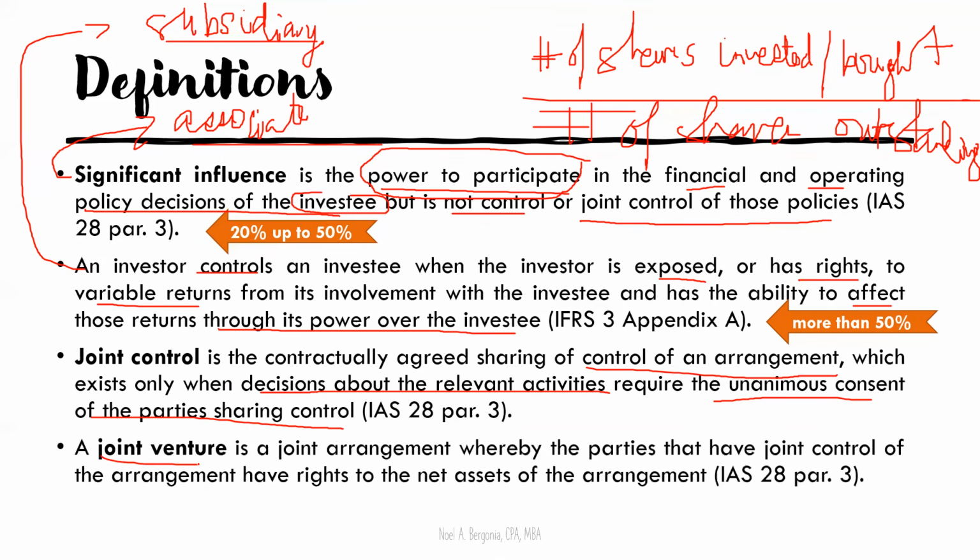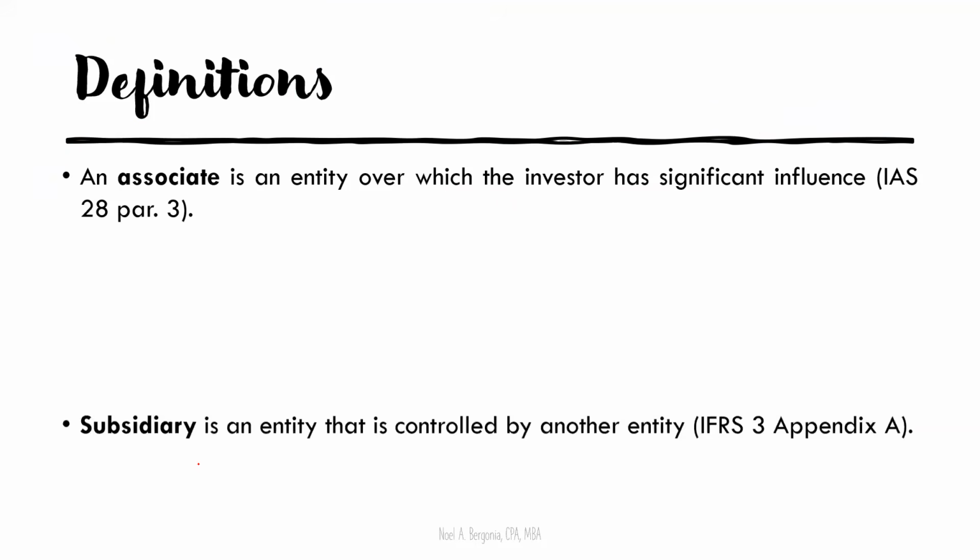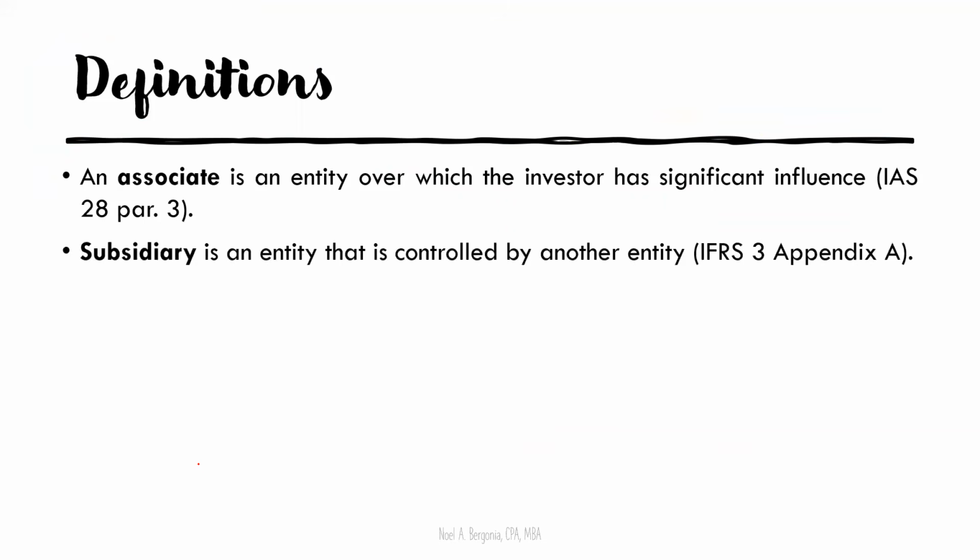Okay? Ito, no, we have associate na rin po. Okay, nabanggit ko na kanina that these are the entity over the investor that has significant influence. Okay? And also yung ating subsidiary is an entity that is controlled by another entity. So meron siyang control. So kanina we have defined what control is, no? It has a power and variability over the return. Okay, so ayun po, subsidiary.